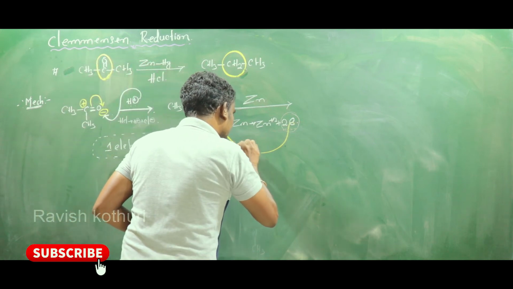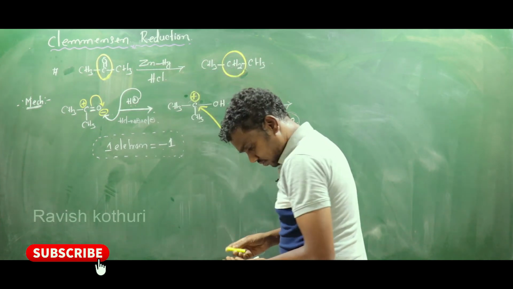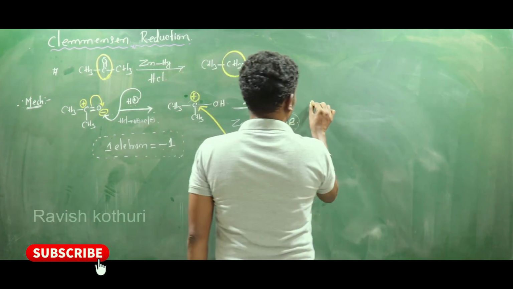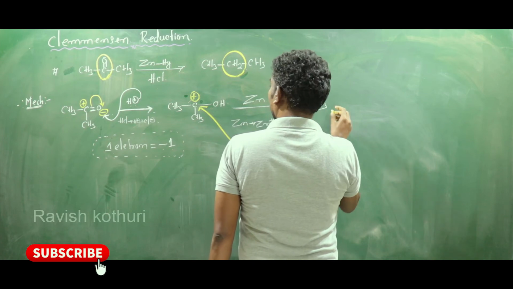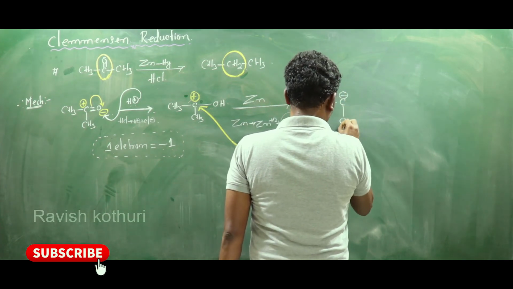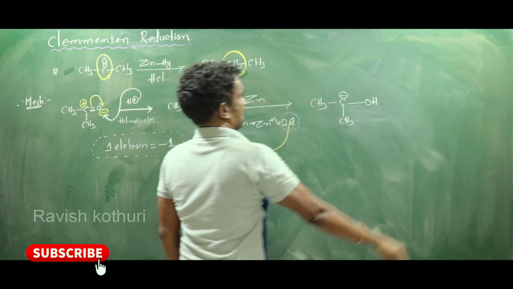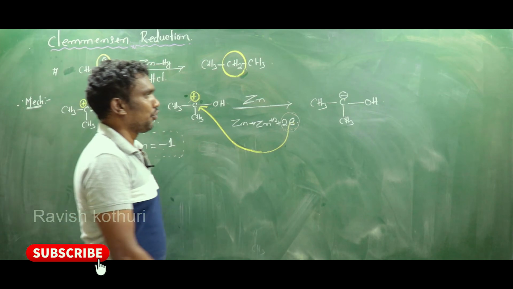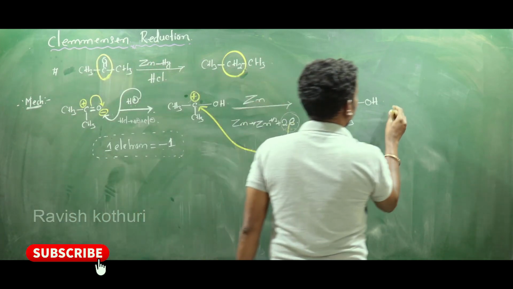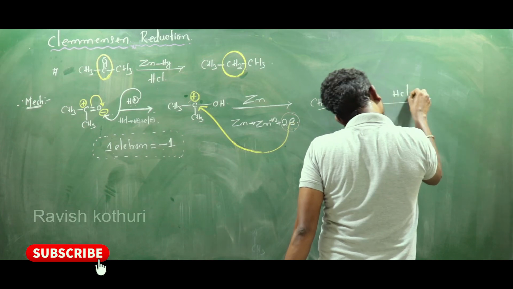Now what is the next step? See here. The next step is CH3C minus, here one CH3 and OH. Alright. Now observe carefully, my dears. Again I added HCl.